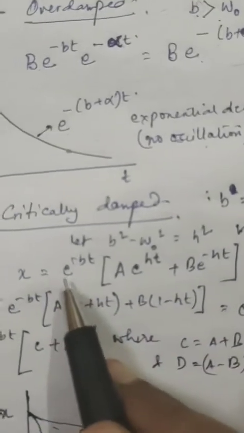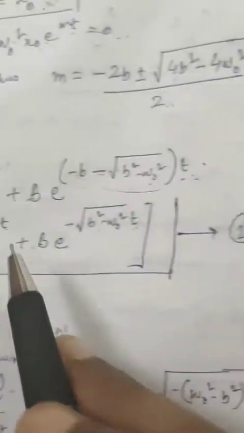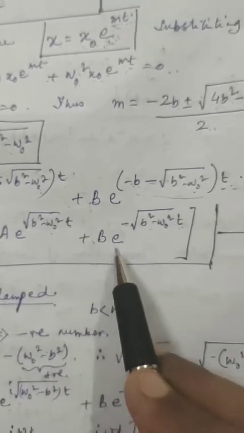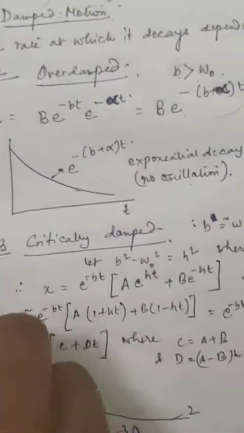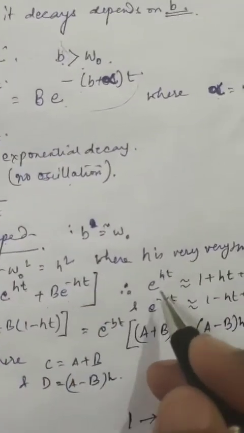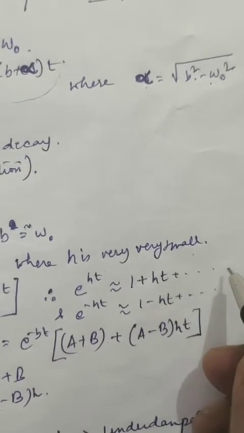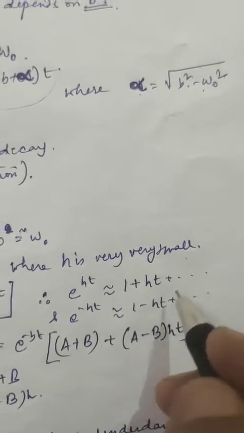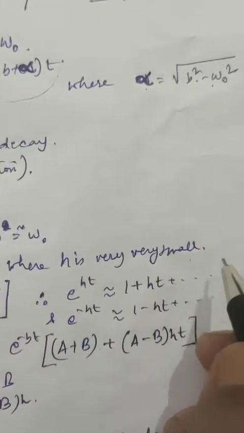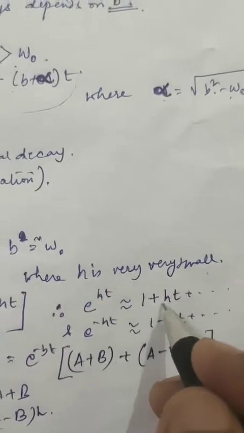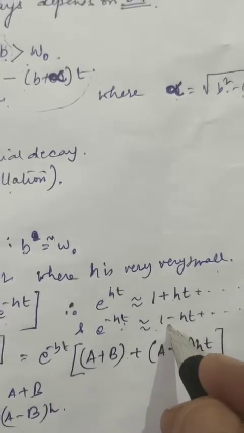So the solution is e to the power of minus bt, which is common, times a e to the ht plus b e to the minus ht. This is what we have. Now we know that e to the power of ht can be approximately written as 1 plus ht plus the higher powers of h square, h cube and so on. But if h is very, very small, as we considered, then we can neglect the higher order terms. So e to the power of ht can be approximated as 1 plus ht. E to the power of minus ht can be similarly approximated as 1 minus ht.